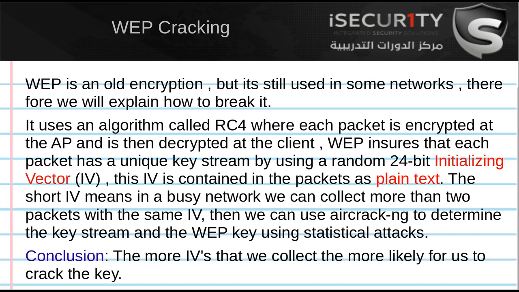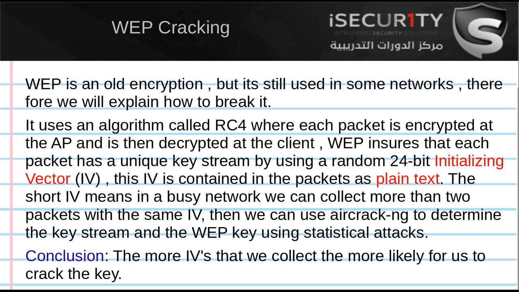WEP encryption uses an algorithm called RC4. Each packet is encrypted at the access point and then sent into the air. Once the client receives it, since the client has the key, it will be able to decrypt the packet and read the information inside it. So very simple. The access point encrypts the packet and sends it, the client receives it, the client has the key, so the client decrypts it. Same way, when the client sends a packet, it encrypts it and sends it in the air. The access point receives it, the access point has the key, so it will decrypt the packet.